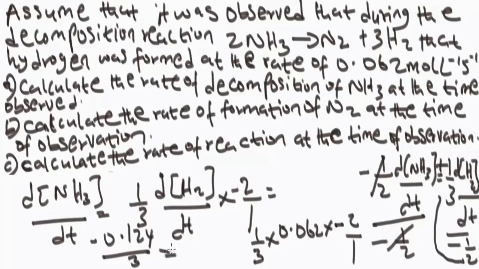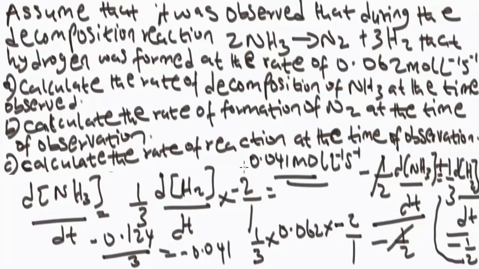So the final answer for the rate of decomposition of ammonia will be, when you punch it in the calculator, minus 0.041. Alright, so this will be the value for the rate of decomposition of ammonia. Now, the rate of reaction of decomposition of ammonia will be 0.041 mole per length per time.